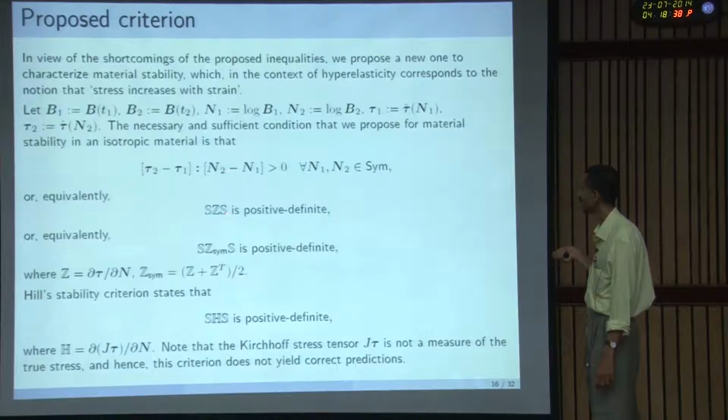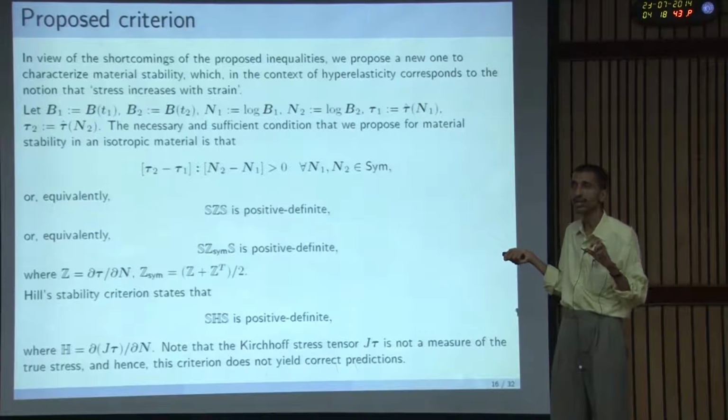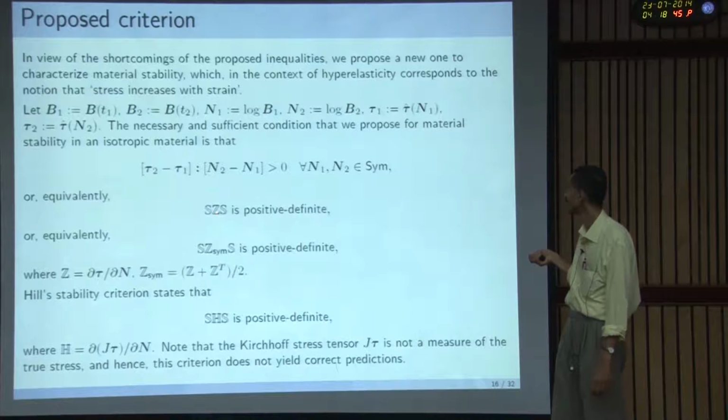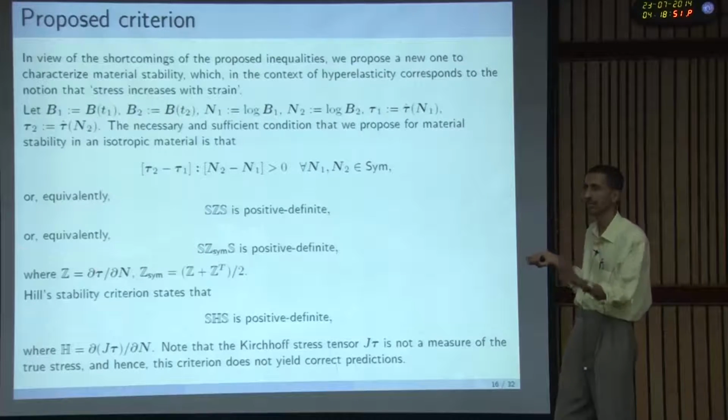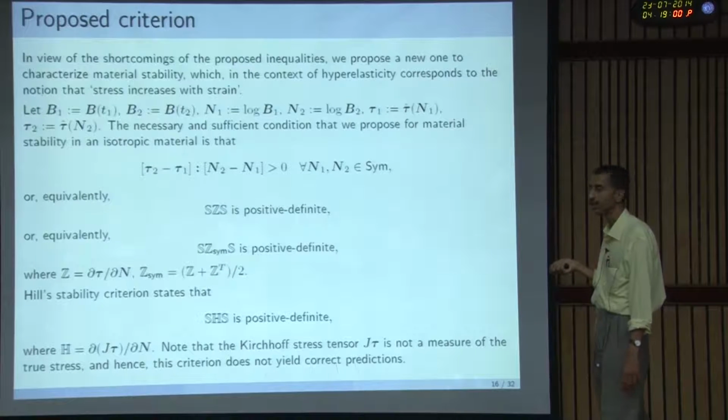So that this implies this and this implies this. And because Z is not symmetric, it need not necessarily have major symmetry. So basically you have to look at the symmetric part of that, because the anti-symmetric part does not contribute to the positive definiteness. So you can take only the symmetric part of this. That is just Z plus Z transpose divided by 2.